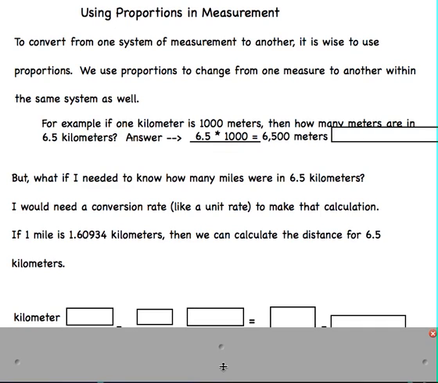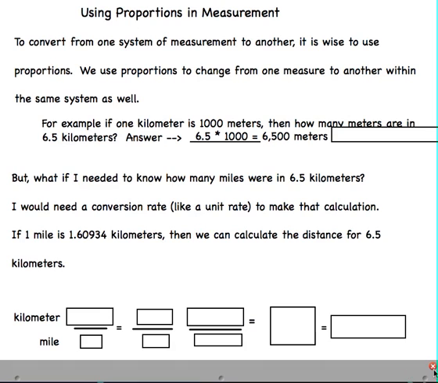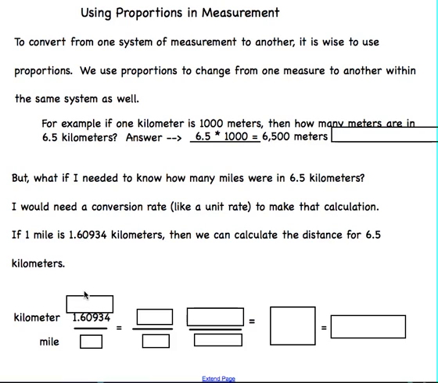So what we would want to do is set up a proportion. Now, as you see in this situation, I have put kilometers on the top and miles on the bottom. As long as I stay with this, it should be fine. So we write down how many kilometers we know in our conversion rate, which is 1.60934, divided by how many miles it takes for that many kilometers, which is 1.